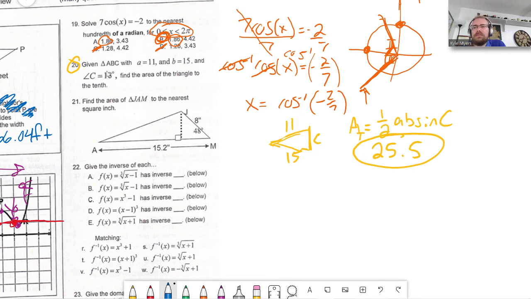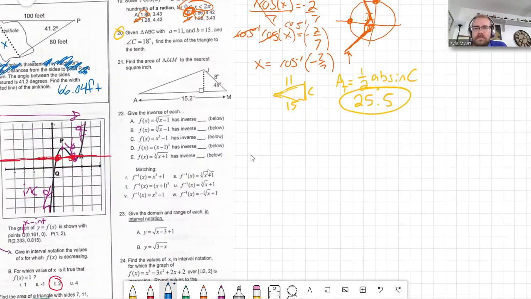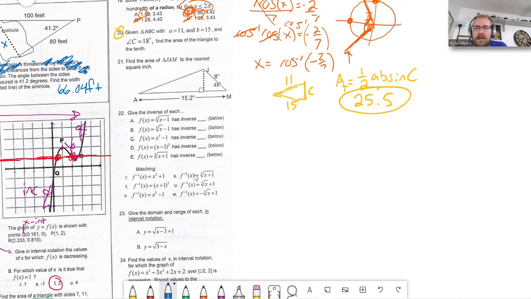You want to switch the x and the y, and then you want to solve. Matching. Oh, it's matching. It kind of didn't tell you that right at first. I didn't read the whole problem yet. So now I'm like, oh, hey, it's matching. So you can kind of just look at it and tell, for some of them, at least.